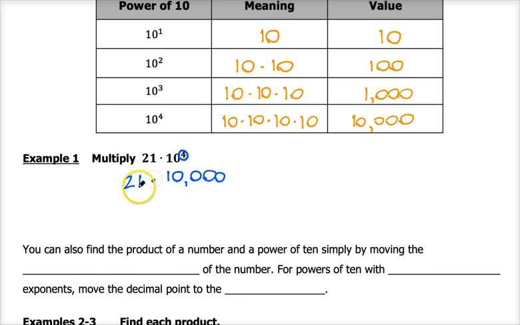So now I just need to take 21 times 10,000. Well, 21 times 1 would be 21. But since we're multiplying by 10,000, we just need to add on those 4 zeros to this number. So that would be 210,000 when we tack on those 4 zeros.